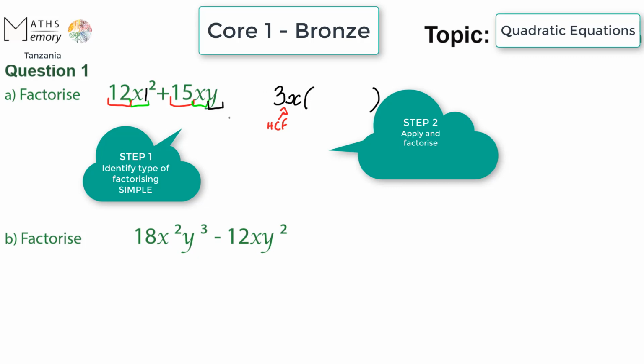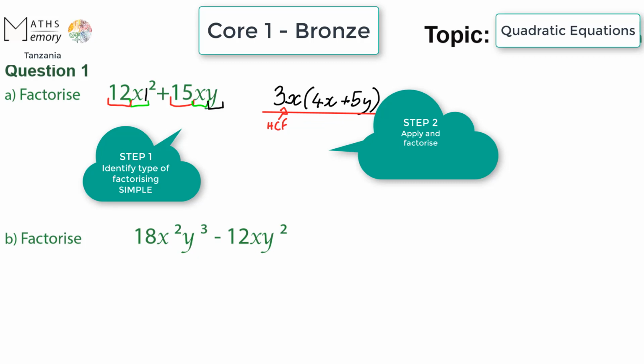So 3x times what gives you 12x squared? So it's 4x. 3x times what gives you 15xy? So this would be plus 5y. We don't put the x because that's irrelevant. So make sure you understand how we created that using the simple idea of the boxes. Let's underline this. So now we do part B.